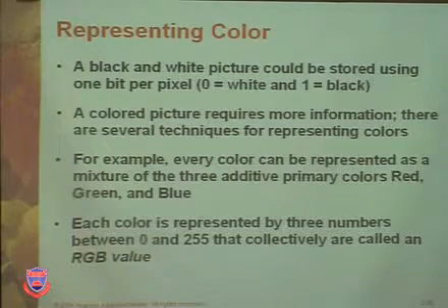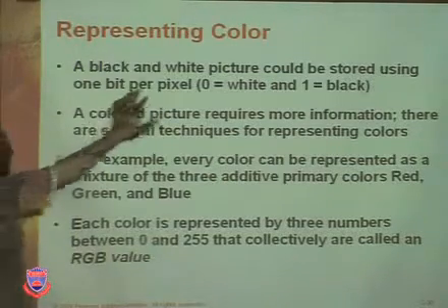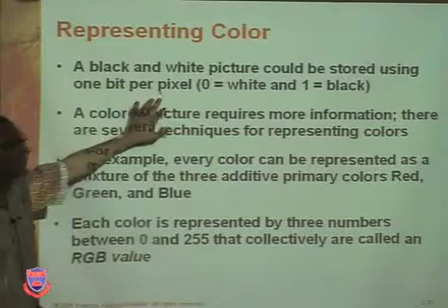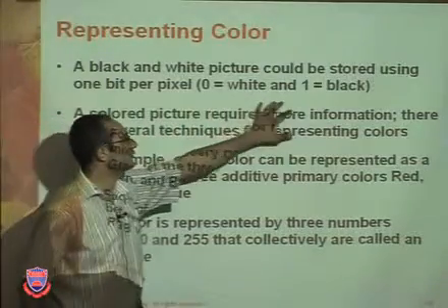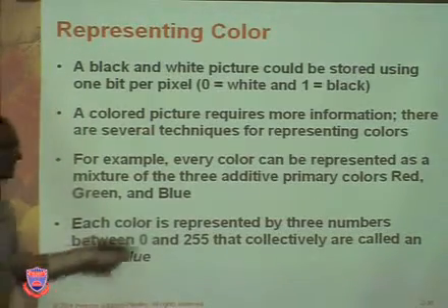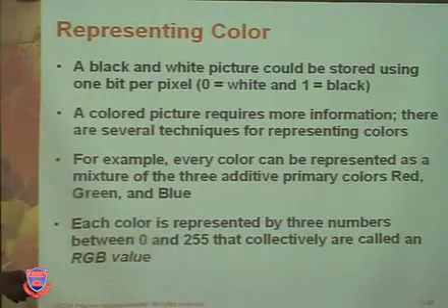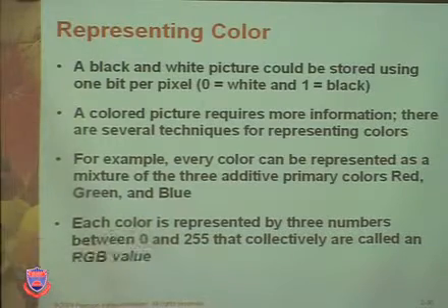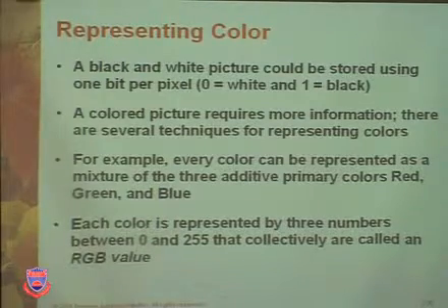So again, this is just capturing what I just said. For black and white, you will have 0 for white and 1 for black, and you can represent it with 1 bit. However, with RGB, you will have 24 bits to represent this many colors and this many variations in the color.